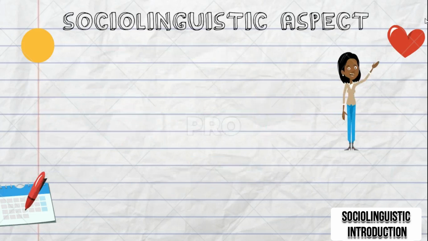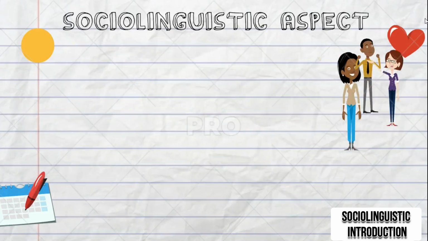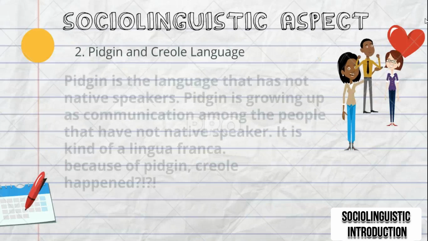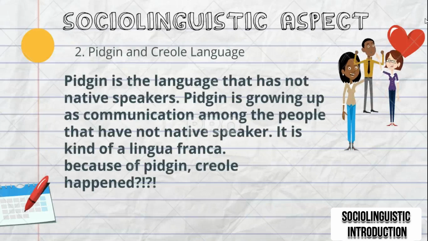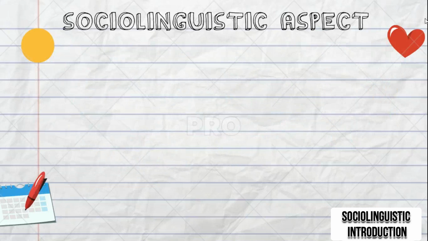Pidgin and Creole. Pidgin is a language that has no native speakers. Pidgin grows up as communication among people who have no common native language. It is a kind of lingua franca. And because of Pidgin, Creole happened.